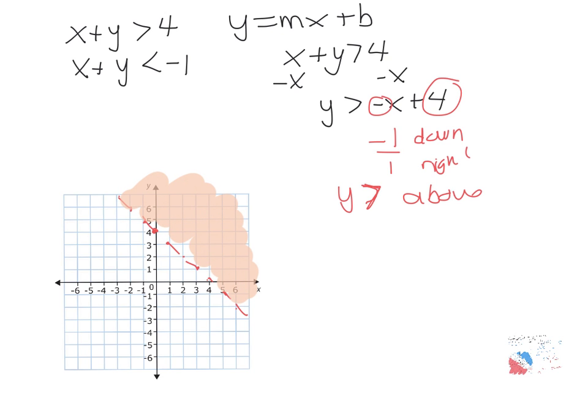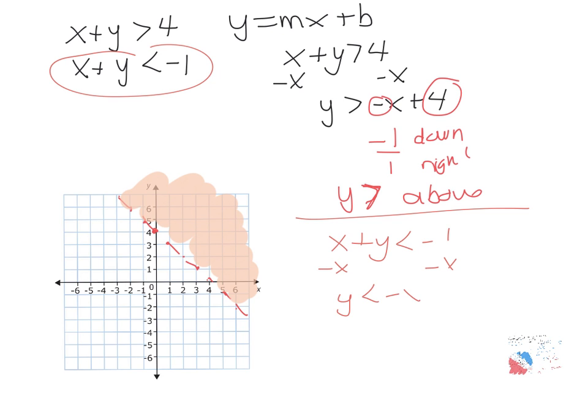Now my other equation, x plus y is less than negative 1. I have to get y alone. I have y is less than negative x minus 1. My y-intercept is negative 1. My slope, again, is negative 1 over 1, which again is down 1 and to the right 1. So from here, down 1 to the right 1.